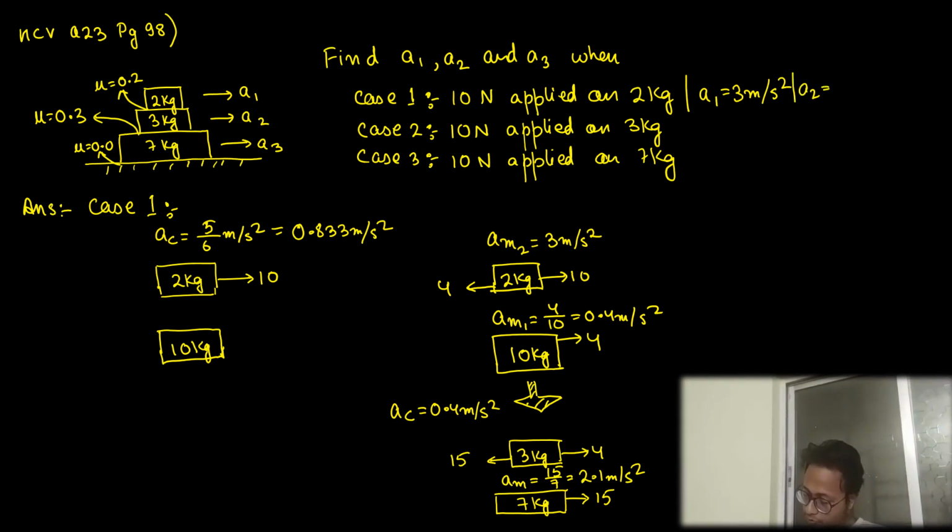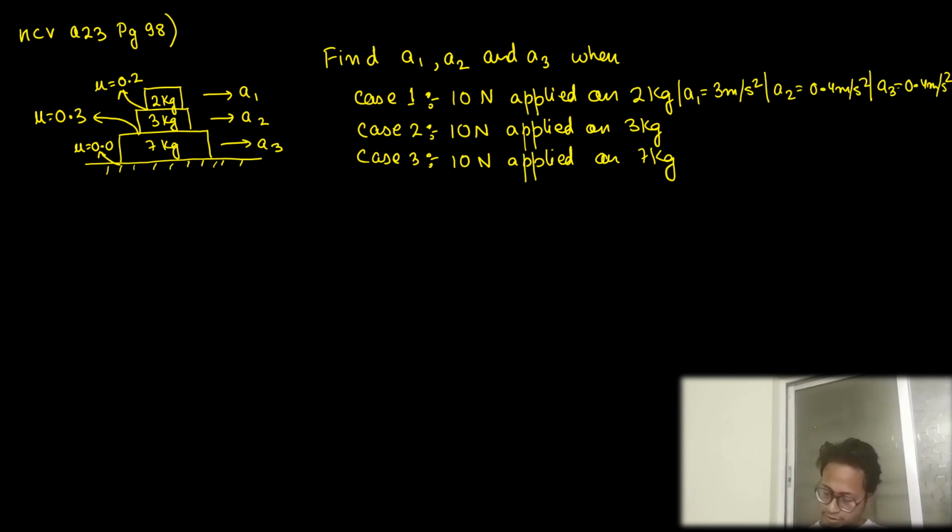So A2 is 0.4 meter per second square, and A3 is also 0.4 meter per second square. Why? Because both the surfaces will be locked. Why? Because the common acceleration is lesser than the maximum value of acceleration. Understood? Now let's solve for case 2.